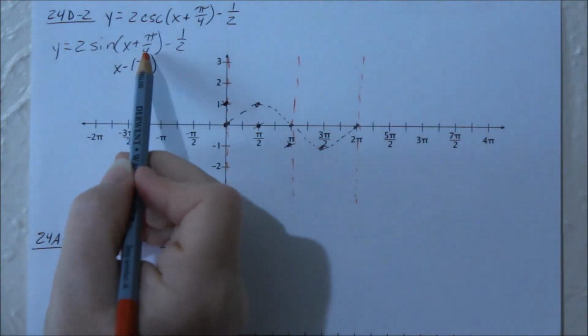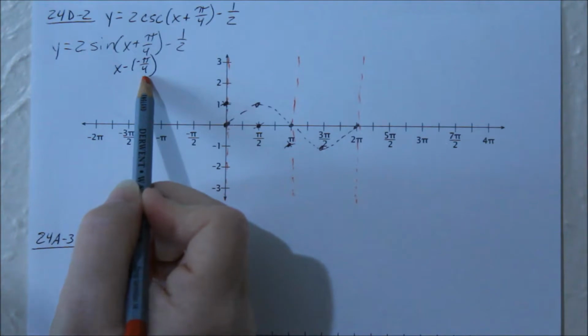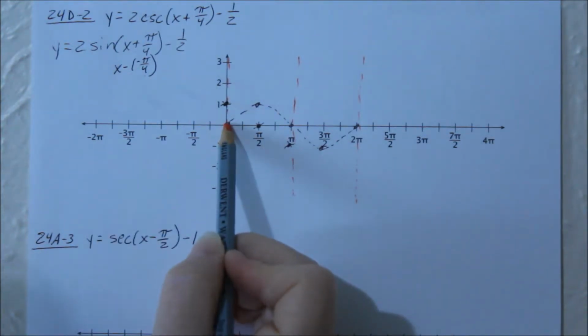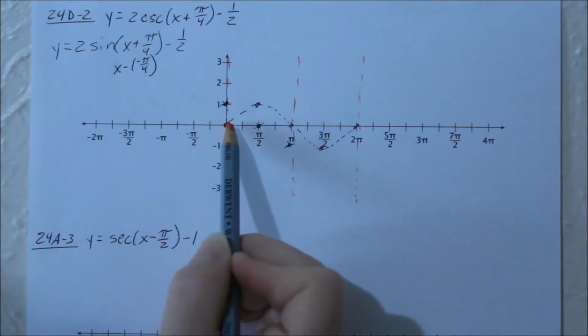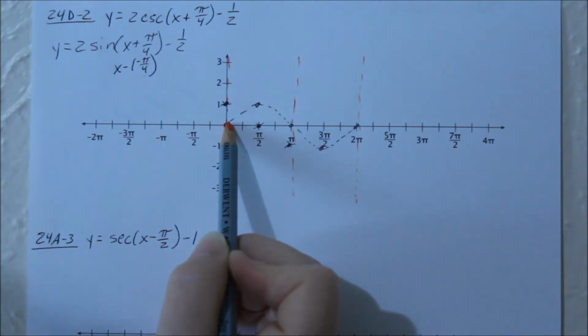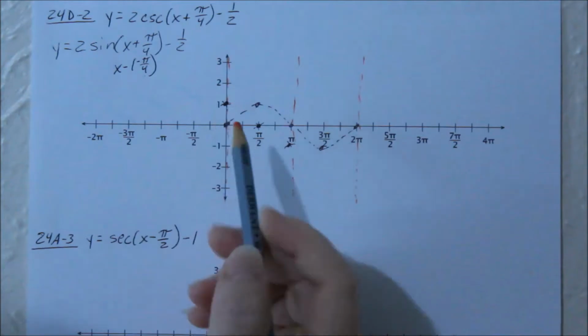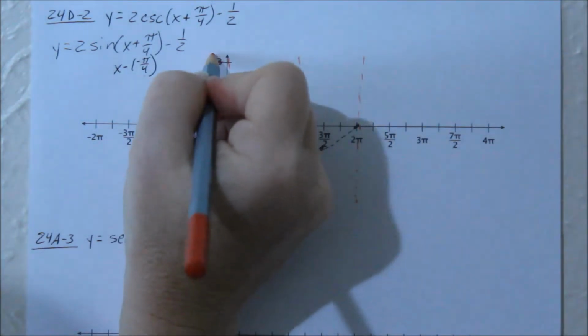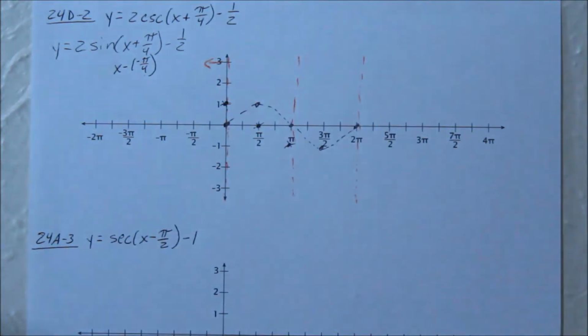So since I know that there's a phase shift, that my whole curve is going to shift to the left pi over 4. Pi over 4 is 1 tick mark. Then that means these asymptotes also have to shift 1 tick mark to the left. So all of these asymptotes have to shift 1 tick mark to the left. So I'm going to end up doing my final answer in green.